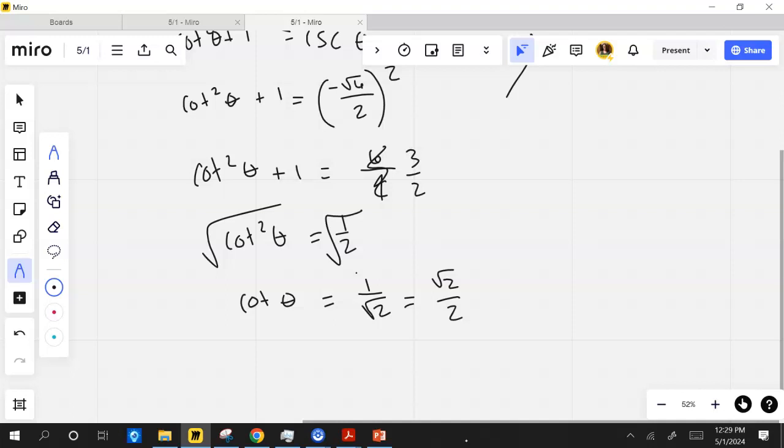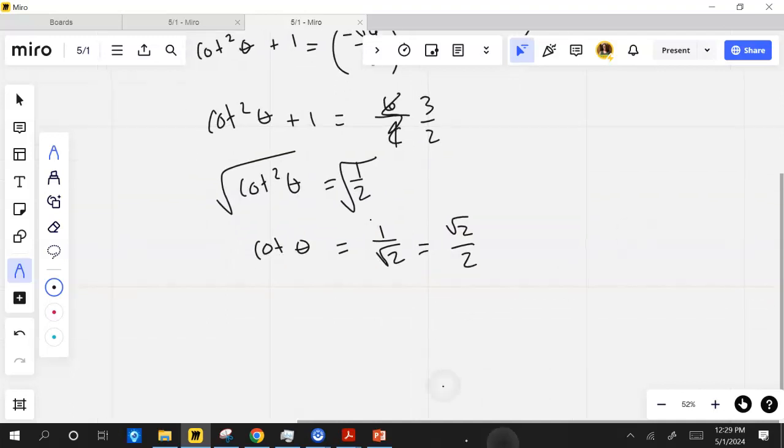Now that's cotangent, and it asked me to find tangent and cosine. So tangent here, just flip it. That's exactly right. It's just square root of 2. No, that's tangent. It said find cosine and tangent. The first one is cotangent.